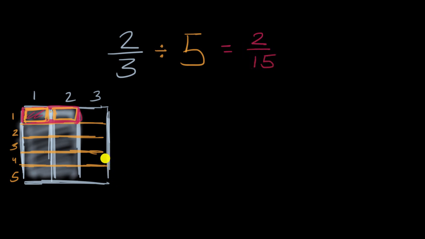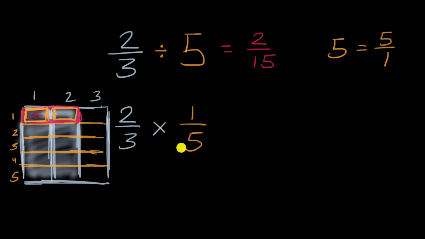Now another way that you could think about it, and over time this is the way you'll approach it, but it's nice to think about it conceptually, is when you divide by any number, it's the same thing as multiplying by the reciprocal. So 5 is the same thing as 5 wholes, or 5/1, and so 2/3 divided by 5 is the same thing as 2/3 times the reciprocal of 5/1, which is, you just swap the numerator and the denominator, which is 1/5.